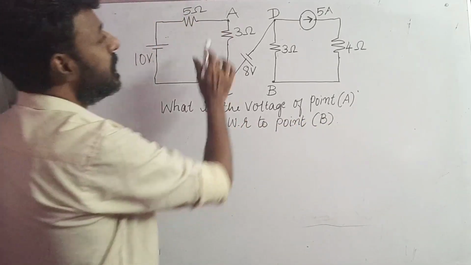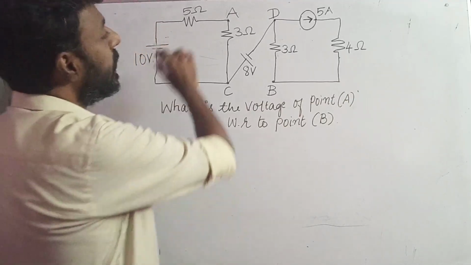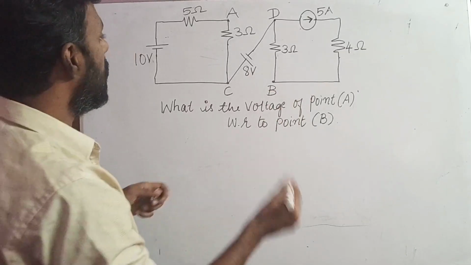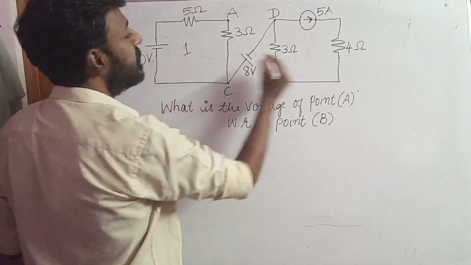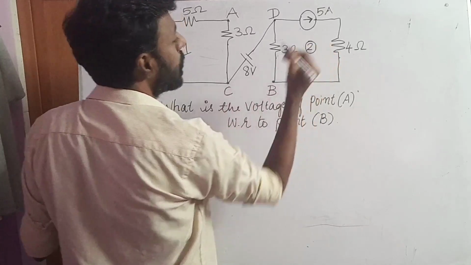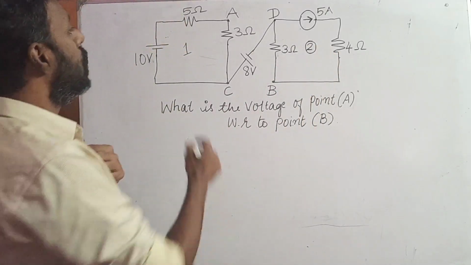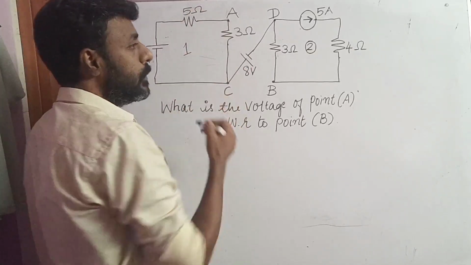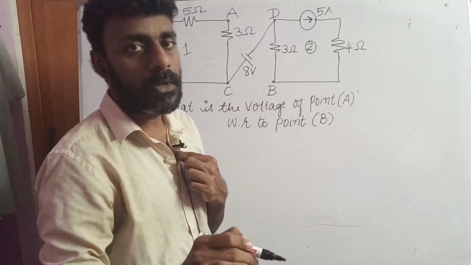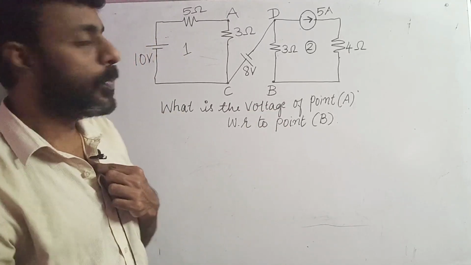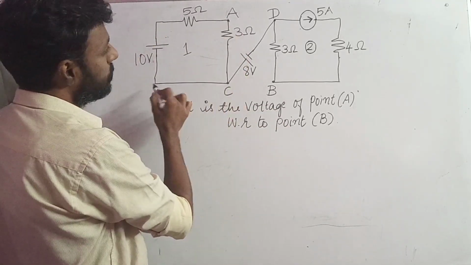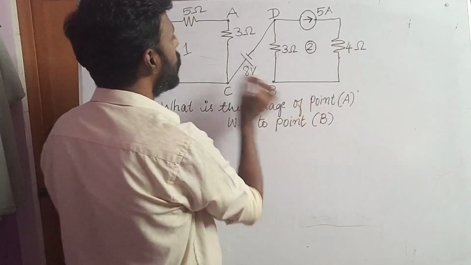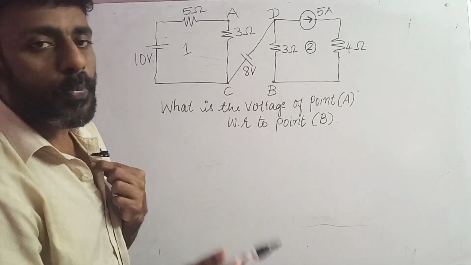They have given this circuit diagram. This circuit diagram consists of two loops, loop 1 and this one is loop 2. Loop is nothing but a closed path. Here this is a closed path. Similarly, this is a closed path. Since both are closed paths, I am taking them as loop 1 and loop 2.